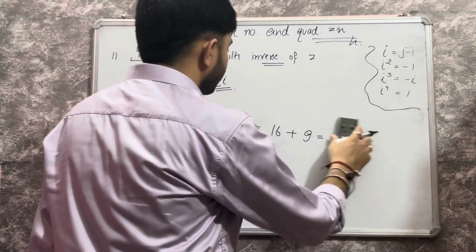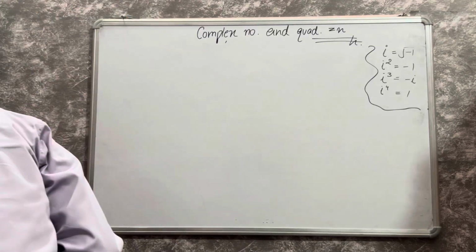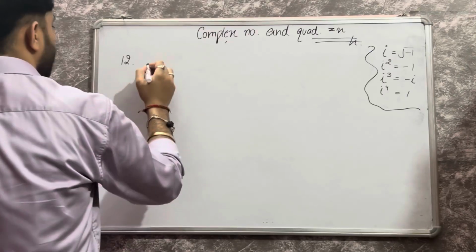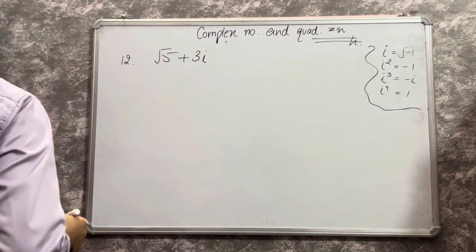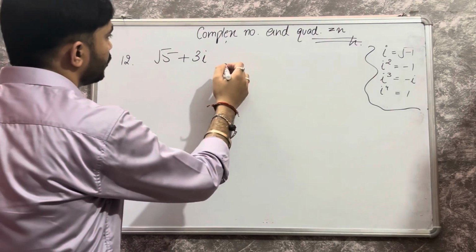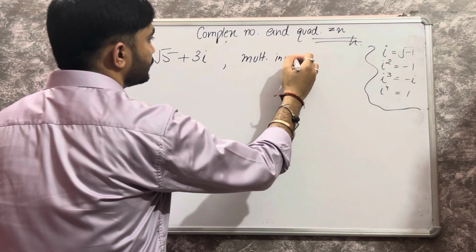Moving on to the next question. That is question number 12. Under root 5 plus 3 iota. Let us see how we are going to do so. We have to find the multiplicative inverse of it.